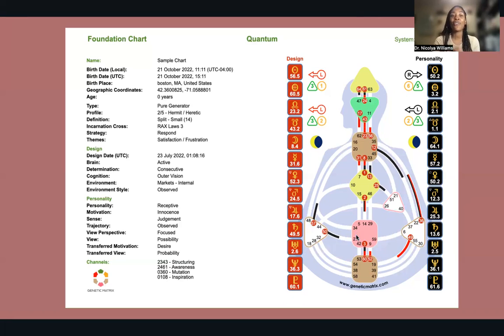We have the incarnation cross, which we'll talk about. We have a strategy, which is all about how you are supposed to show up in life. So as generators, you respond to the things that you're feeling tugged or called towards.